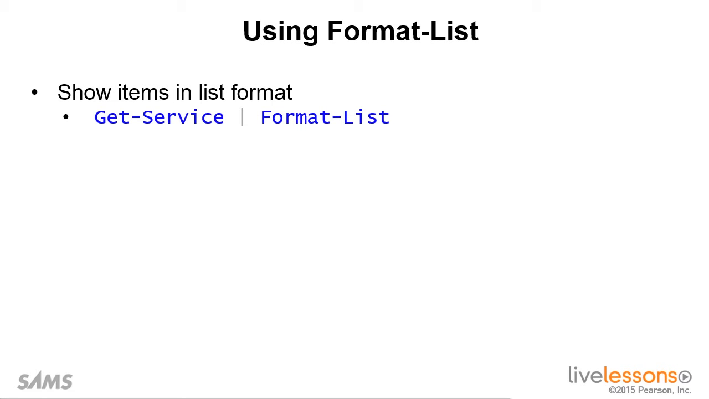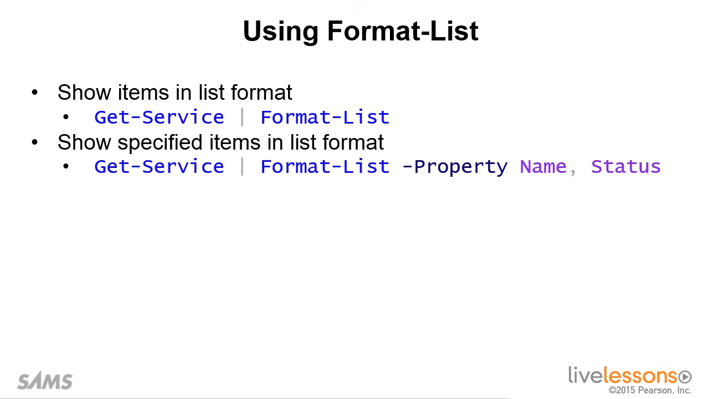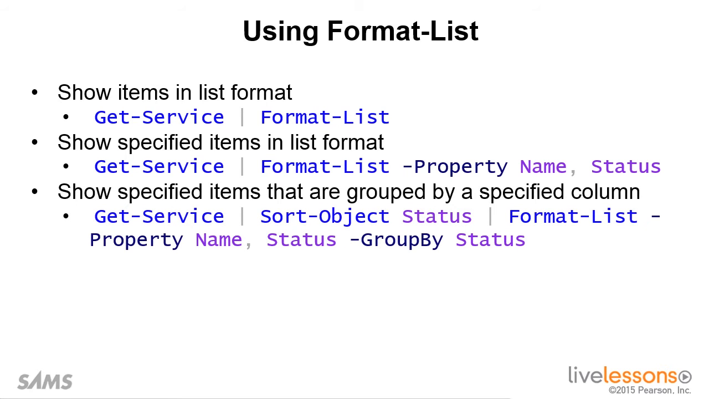Let's take a look at the format list commandlet. You can easily force a command to have its output in a list by just typing format list. You can also show specific properties similar to select object, but this time it will force it to be in a list. Similar to format wide, you can also use the group by parameter. This will force like objects to be grouped together. Now keep in mind, you must use a sort object first, otherwise they will not be grouped correctly.